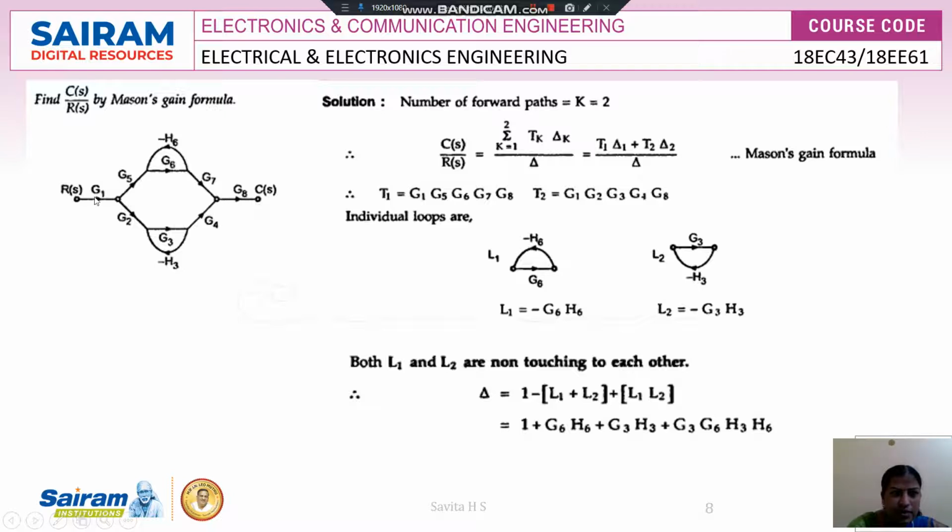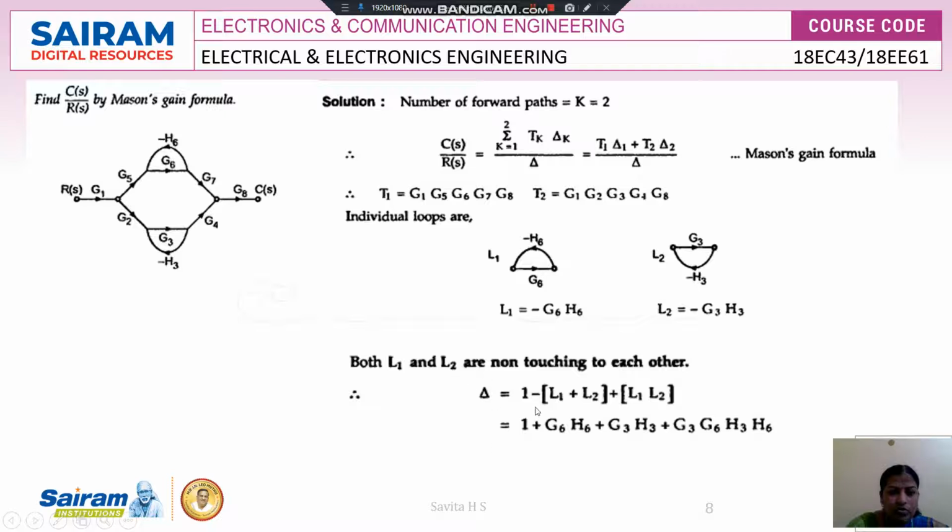The second forward path is G1, G2, G3, G4, G8. So this is the second forward path. For the individual loop gains, only two loops can be considered. The first one is L1 equals minus G6 H6, and L2 is minus G3 H3. Both L1 and L2 are non-touching.